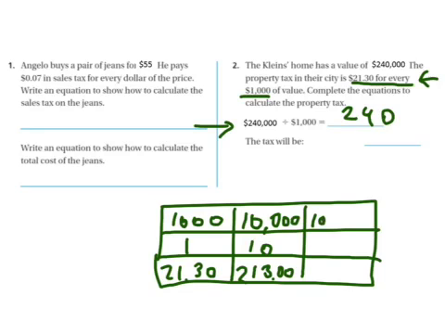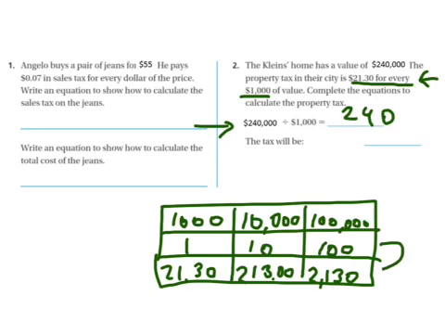And if I had a $100,000 house, I divided that by 1,000, I would get 100. And I would get $2,130 in taxes that I would have to pay.